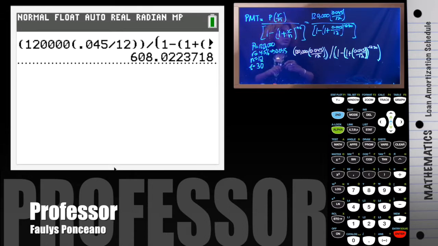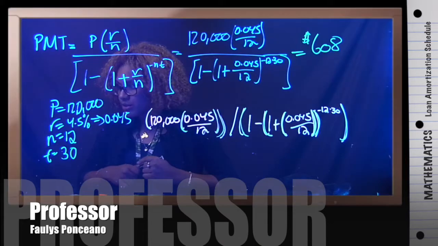That gives you that your monthly payment for this home will be $608. If we want to round, now it's 608.02, so round down. It'll just be 608.